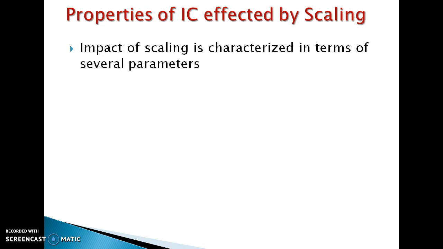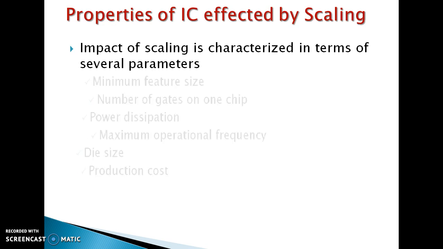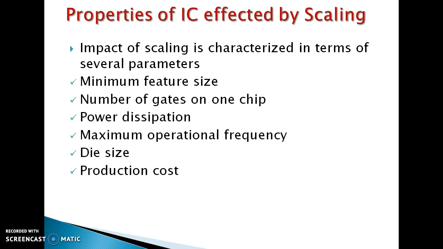So due to this scaling, what are the properties that are going to be affected? Properties of IC we'll see. The impact of scaling is characterized in terms of several parameters. The parameters here are minimum feature size. Mainly the basic size of the MOSFET is going to be reduced. Number of gates on the chip. So on a particular chip, the number of gates that can be accommodated can be increased.